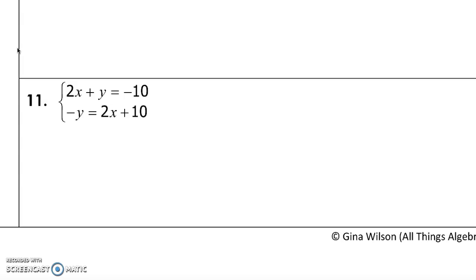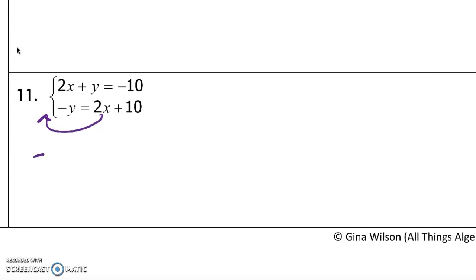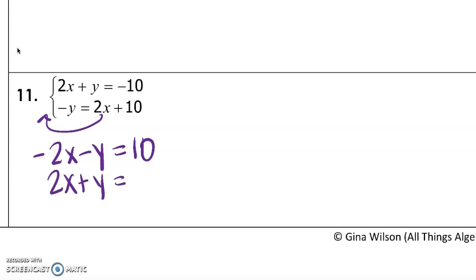Our last one is number 11. Again, we do not have things lined up. So the first thing I'm going to do is move this 2x over here. So that becomes negative 2x minus y equals 10. To move that 2x over, I need to subtract it. Because I like things lined up, I'm going to move this one underneath. 2x plus y equals negative 10. I just did that so I have them right next to each other.